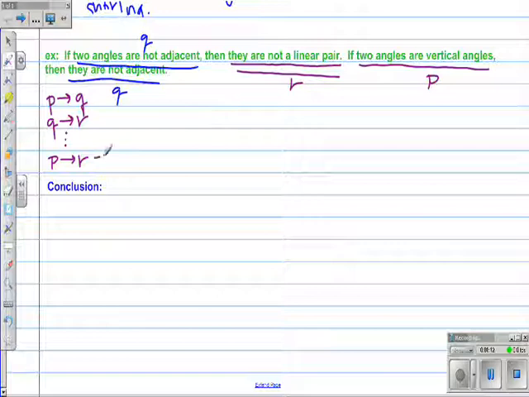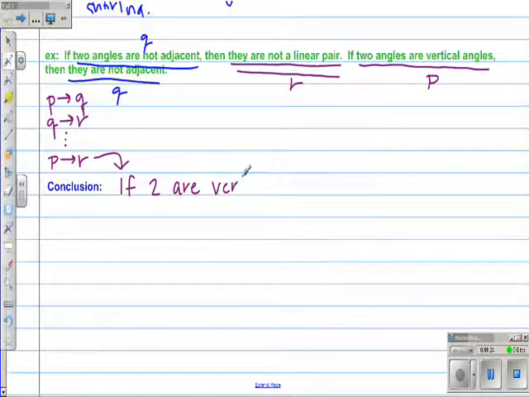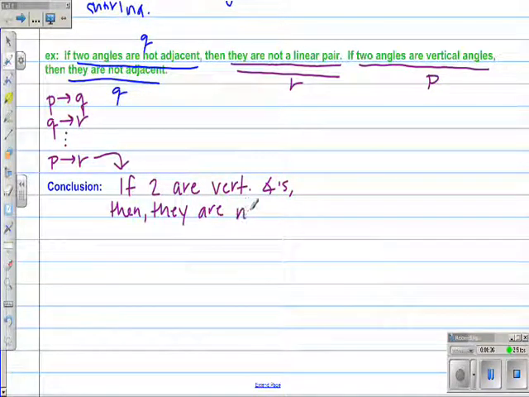So for your conclusion, if P, then R, we could say if two angles are vertical angles, which you know form the X and are congruent to each other, then your R is true. They are not a linear pair. And again, this was your law of syllogism.